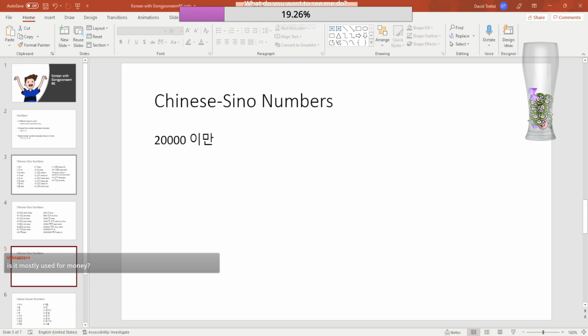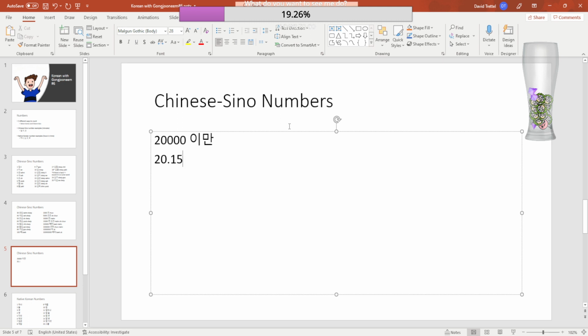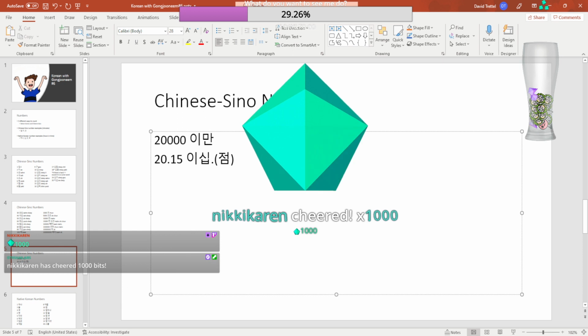So this is usually mostly used for money. It can be used for counting. It can be used for your age. It can be used for minutes. Decimals. Now, decimals aren't actually really used in Korea. When we look at money and stuff, decimals aren't really used. When it's in math, they don't really say the number, but you could say, like, 20.15, right? So this would be 20 점, and we would actually say 점, then 15.